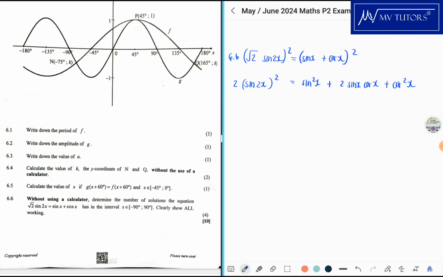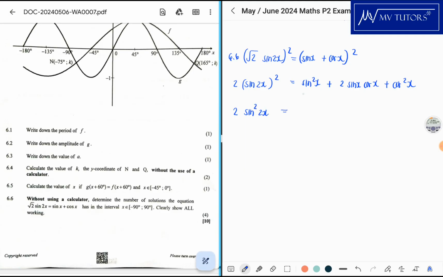All right. Now what am I going to do? Because I have sine 2x. Am I going to change the sine 2x, or am I going to leave the sine 2x? Let me just leave it for now. So I'm going to have sine squared 2x. Here I have sine squared x plus cos squared x. That's equal to 1. Then I have 2 sine x cos x. That is actually equal to sine 2x.